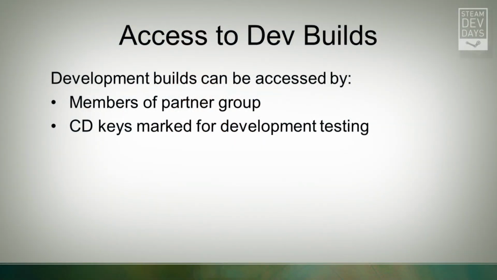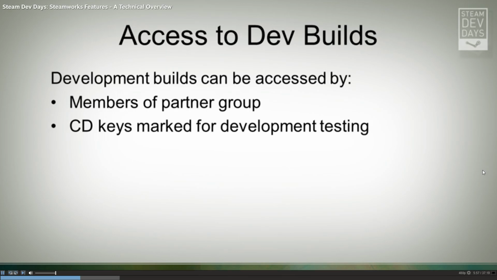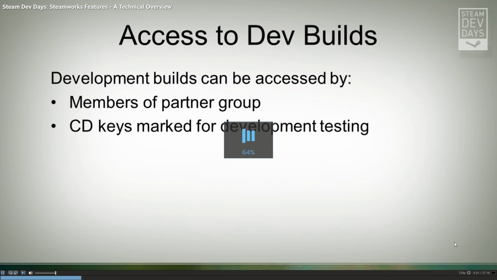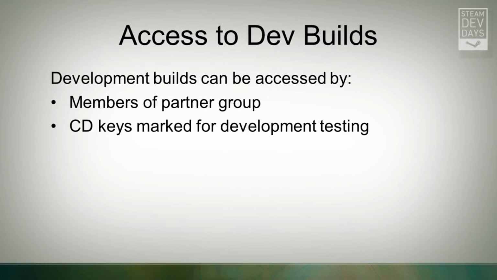So before we get into how to do this on Steam, I want to talk about access to the development builds. There are two ways that a user can gain access to a dev build. The first is on the partner site, there are publisher groups which every publisher and developer is part of. Those groups are associated with games, and any user in those groups can download the development build. Now this is really nice because it lets your administrators control who has access and either add or remove or just audit who's currently downloading your development builds.